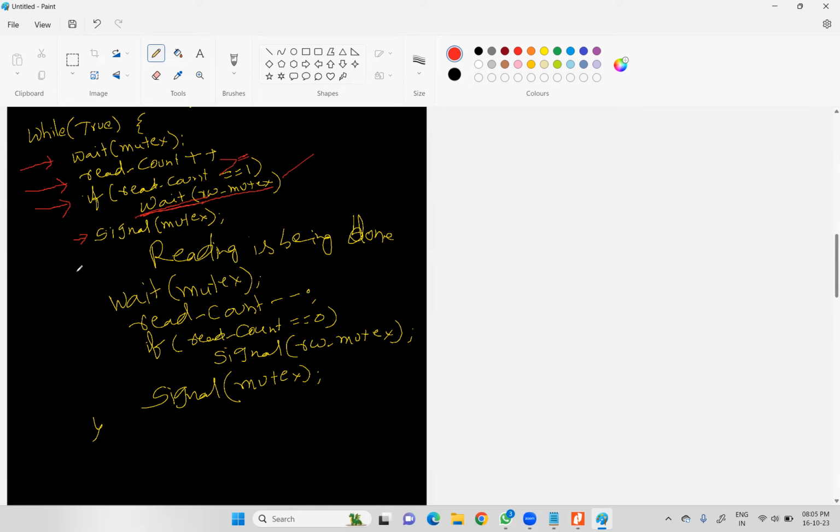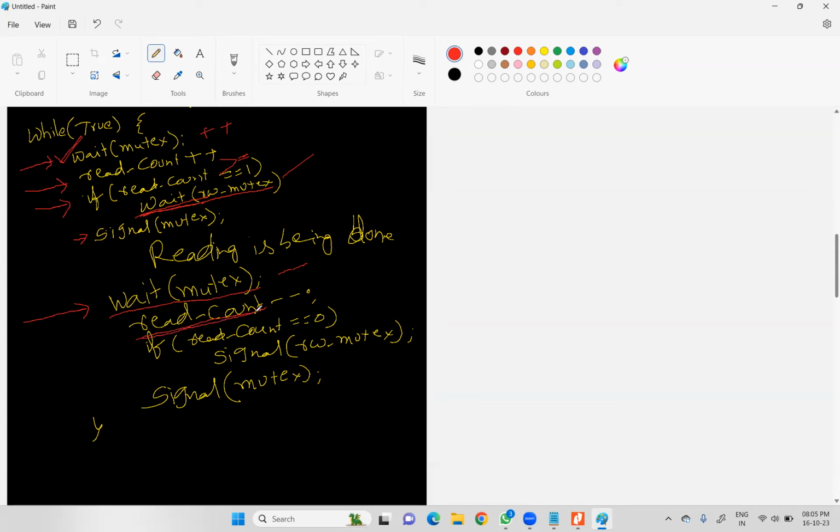After completion of your reading, you will apply wait the mutex one more time. This is the first time within the same implementation. First time will be always taken plus plus. Second time mutex will be always taken minus minus on read count. Please remember this, it's very important. ఇదంతా కూడా ఒక ప్రాసెస్ సంబంధించిందే, second time mutex, I mean wait will get activated or executed.